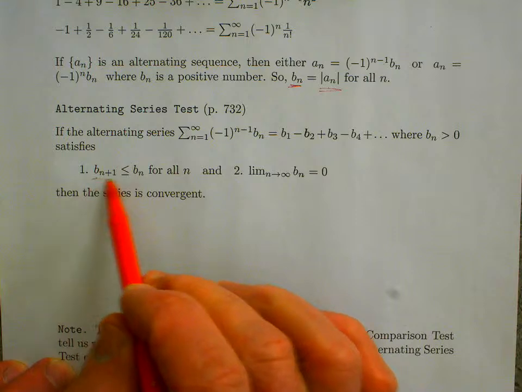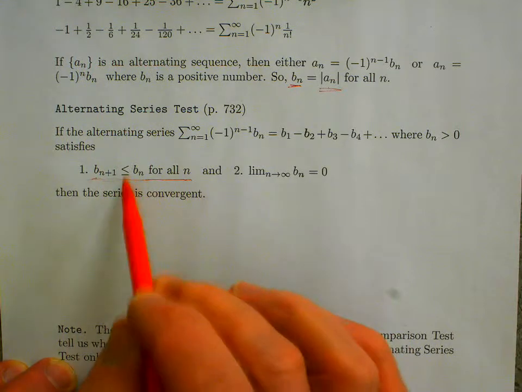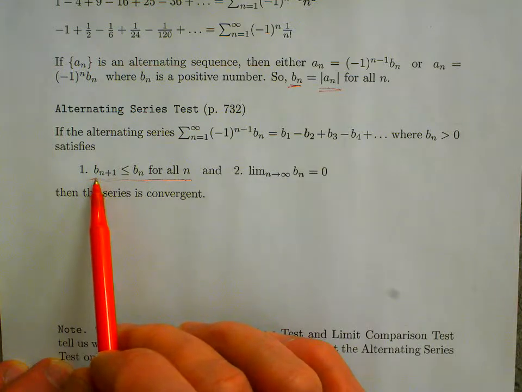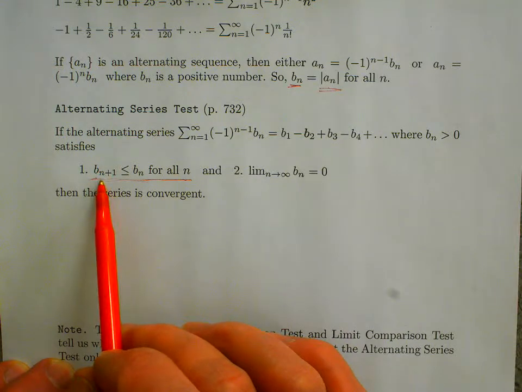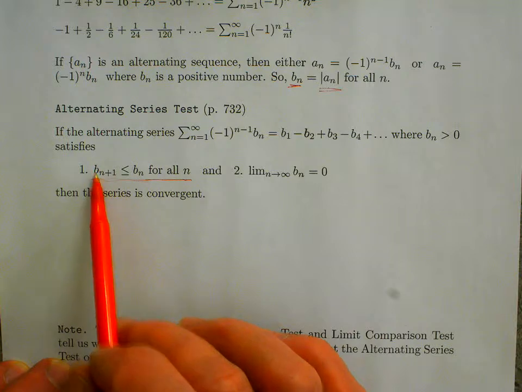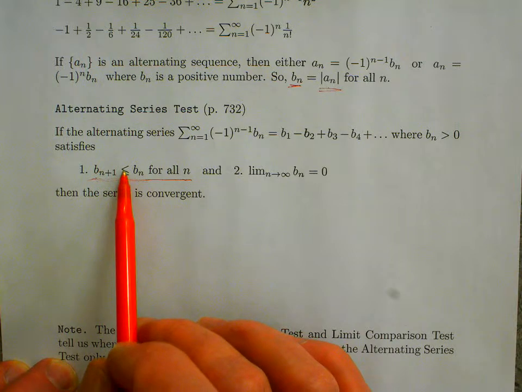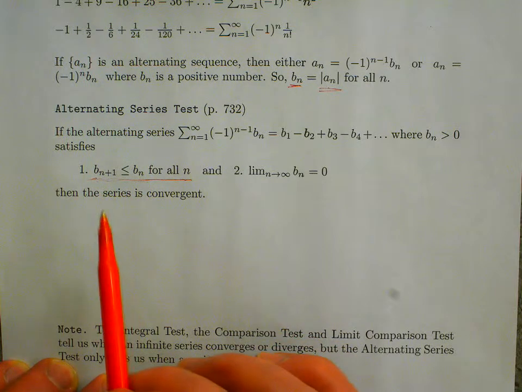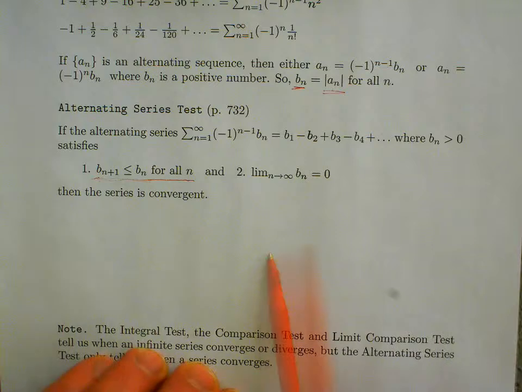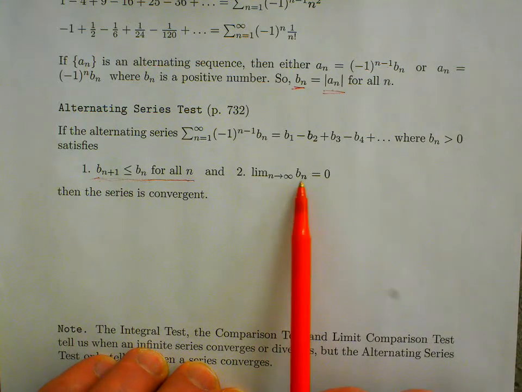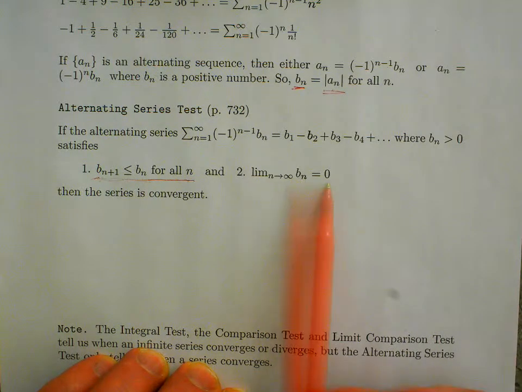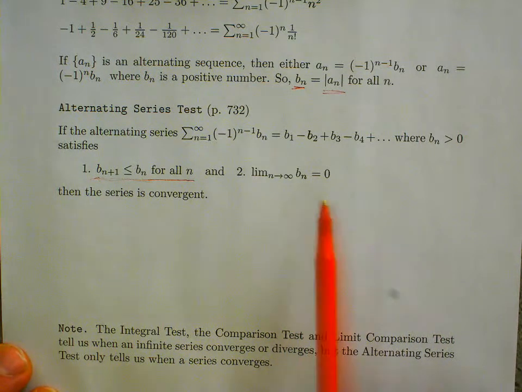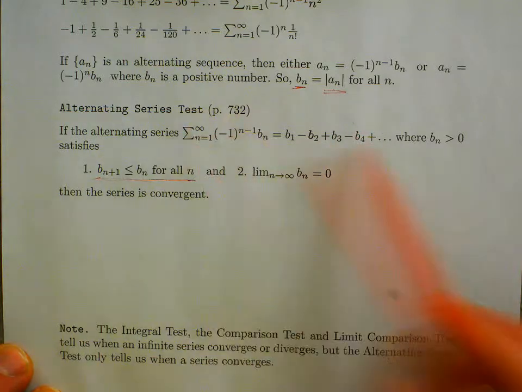So this just means, well, if we have strictly less than, it means that the b sub n sequence is decreasing. If the b sub n plus 1 term is less than b sub n, then it's decreasing, or it could possibly be equal to. And then also the second condition is if the limit of the b sub n sequence is equal to 0, if those two conditions are satisfied, then the alternating series is convergent.